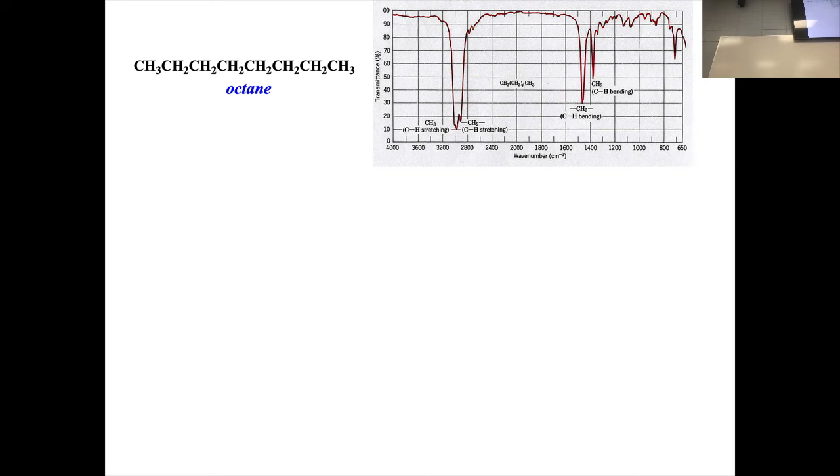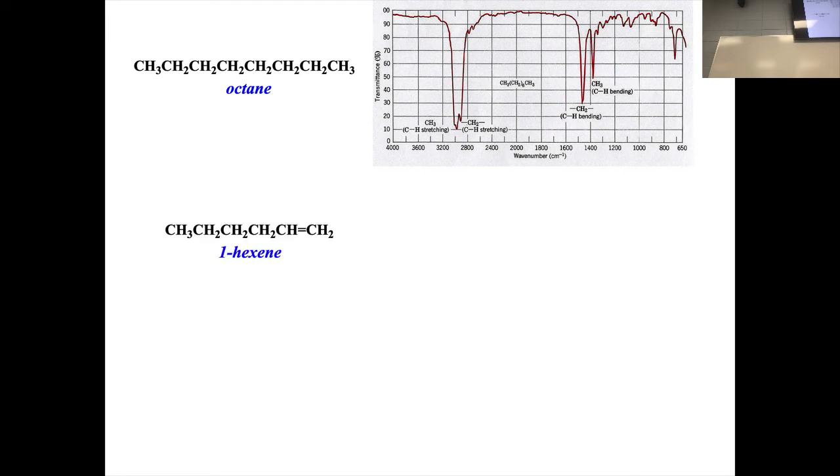There's nothing between 1,500 and 2,000, that's just flat. There's nothing between 2,000 and 2,500 either. It's flat, about 100% transmittance. But notice here we start to see something in this hydrogen region, and we're starting to see the different types of hydrogen. That's about what an alkane would look like. Whether it's octane, nonane, pentane, hexane, they all look the same.